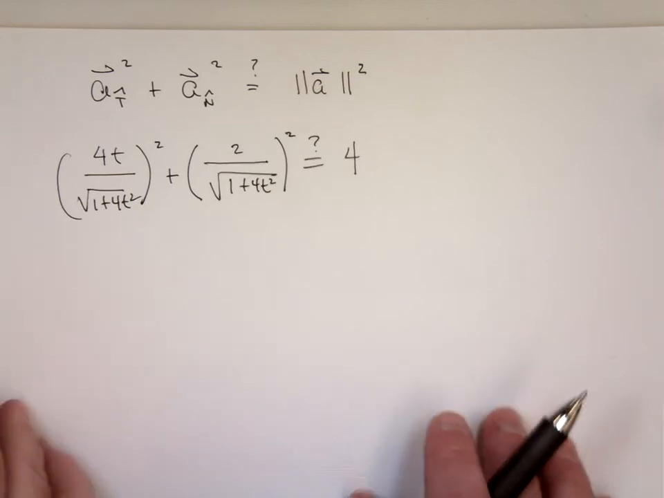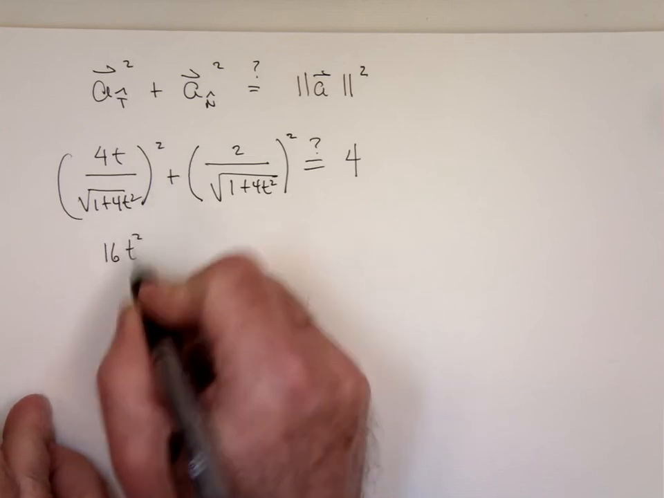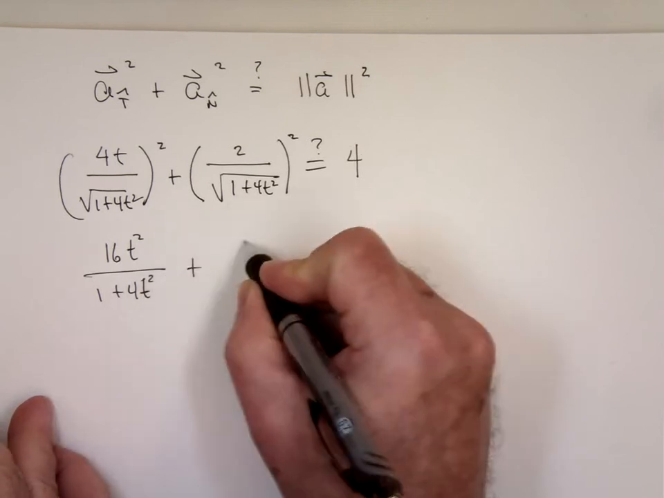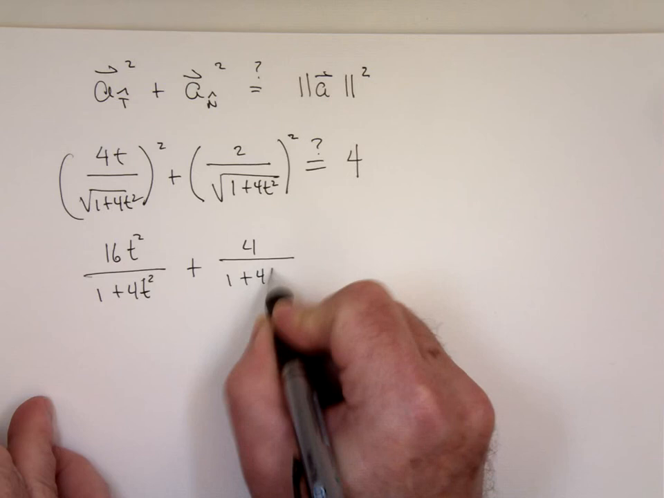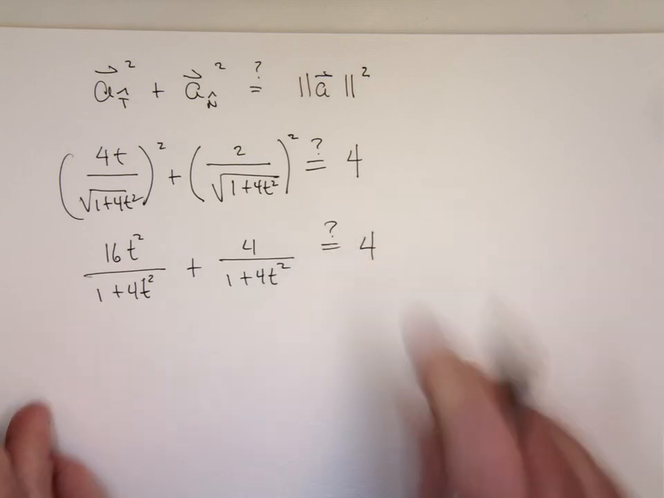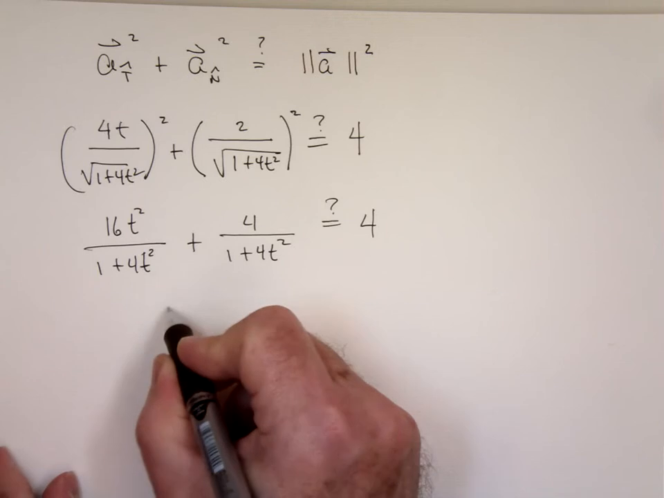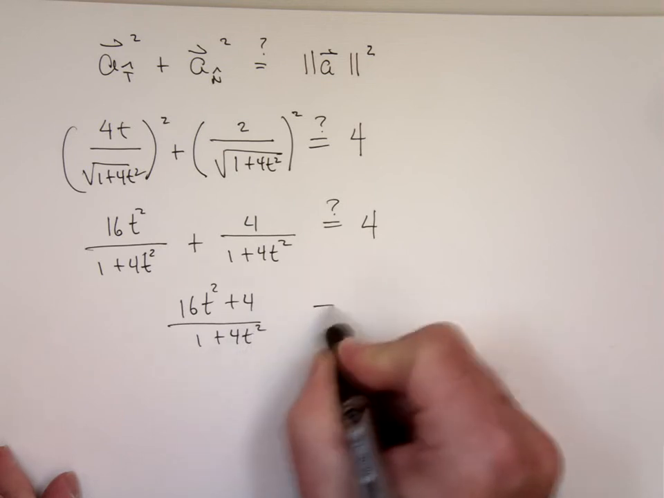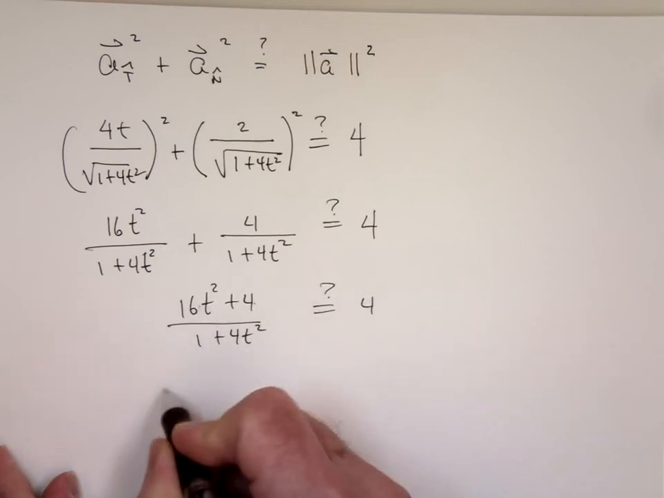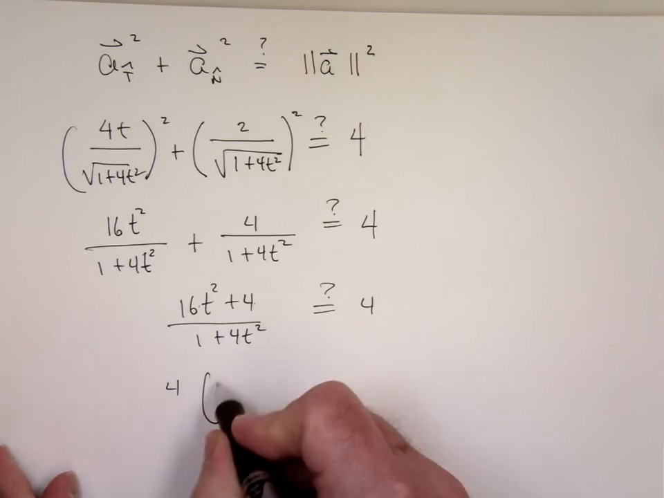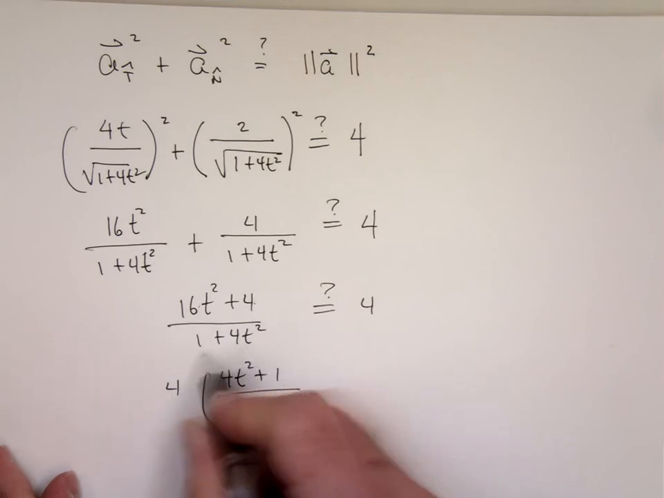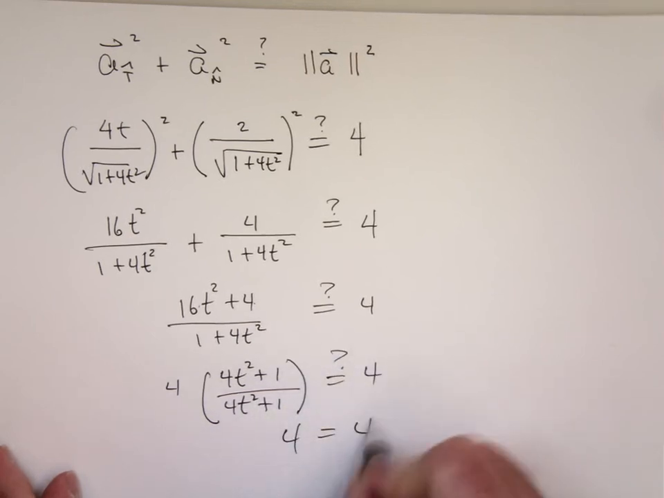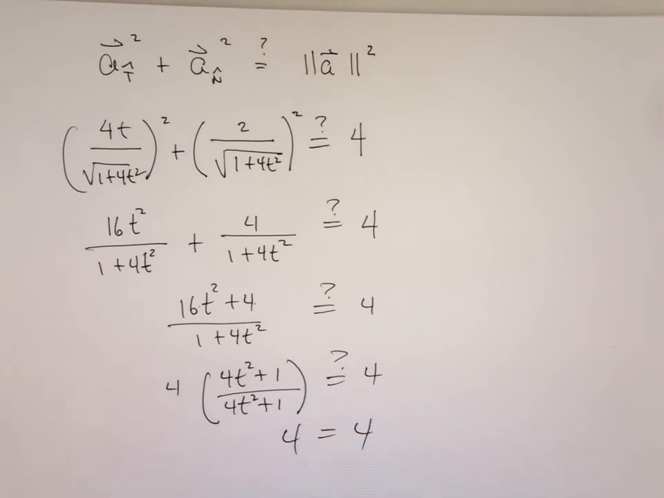Let's do it. So we get 16t squared over 1 plus 4t squared plus 4 over 1 plus 4t squared. Is that equal to 4? Well, let's add them up. We got 16t squared plus 4 over 1 plus 4t squared. Is that equal to 4? Let's factor out a 4, and when we do that, we're going to get a 4t squared plus 1. I'm going to reverse this. 4t squared plus 1, and that is nuts. 4 equals 4. Okay? And it works.